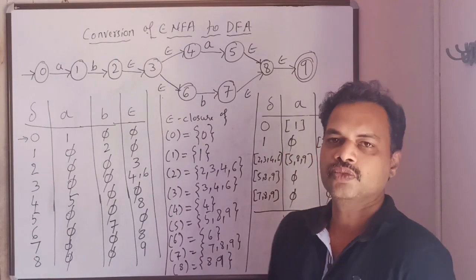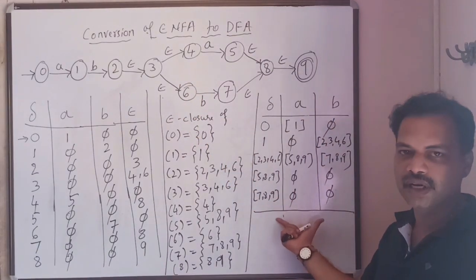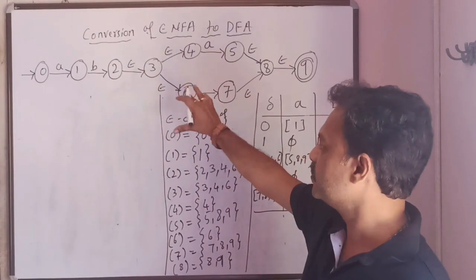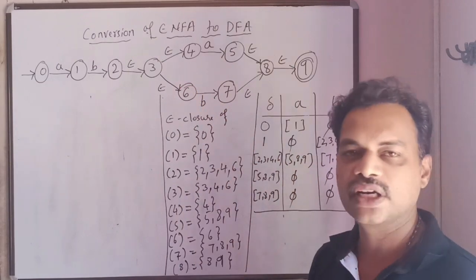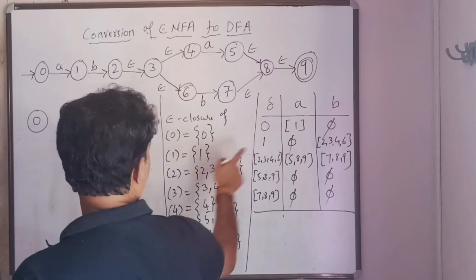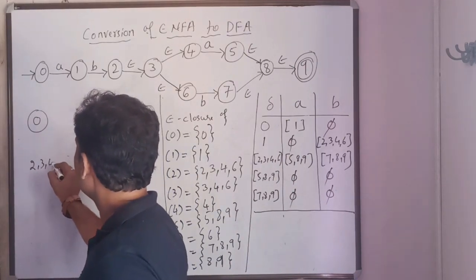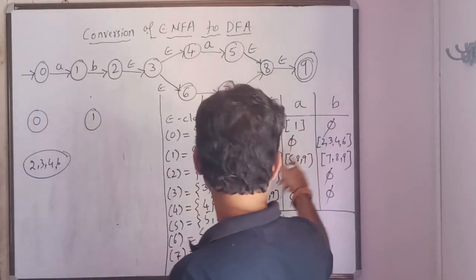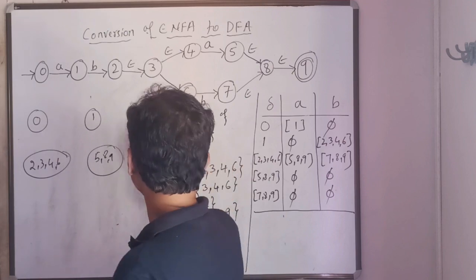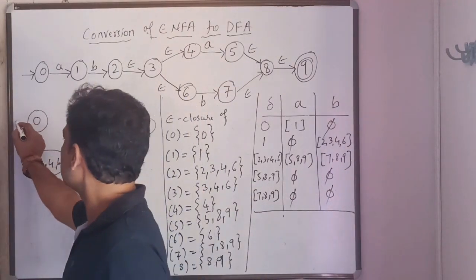Now let us see how we can draw the final DFA for the given epsilon NFA with the help of the generated table. I will draw the final DFA that is obtained using this transition table. Let me first put the states. The states we have are 0, then 1, next 2, 3, 4, 6, then 5, 8, 9, then 7, 8, 9. Now we know that this is the start state, 0.